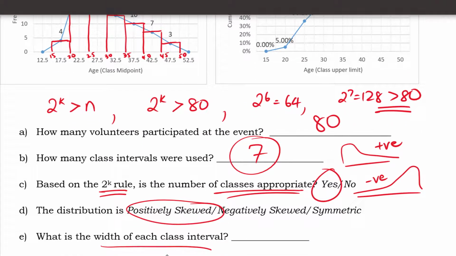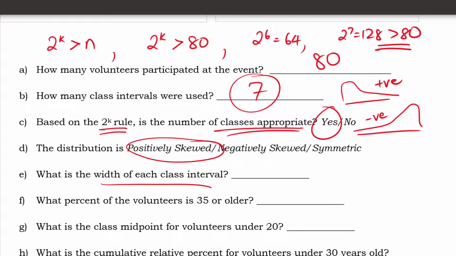The class intervals are the 15 to 20, or what we can see here. Those are the intervals of the classes. So 15 to 20 obviously will give us a value of 5 for the width of the interval.